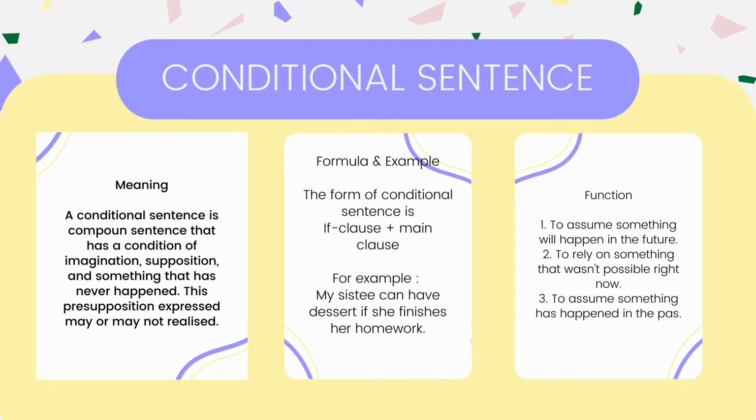And the next is function. There are three functions of conditional sentence. Namely, the first is to assume something will happen in the future. The second, to rely on something that wasn't possible right now. And the third, to assume something has happened in the past.